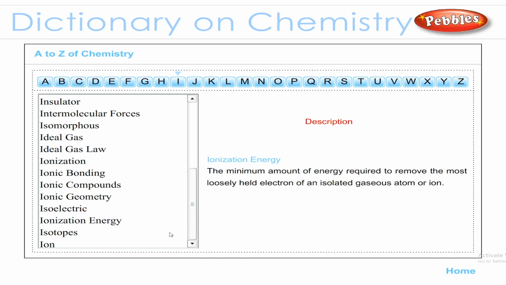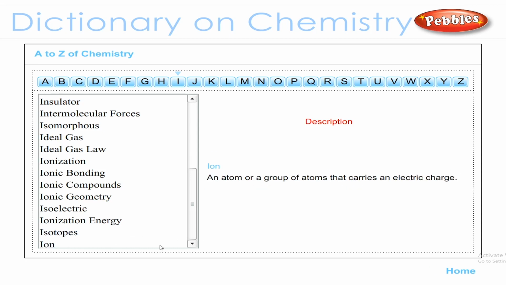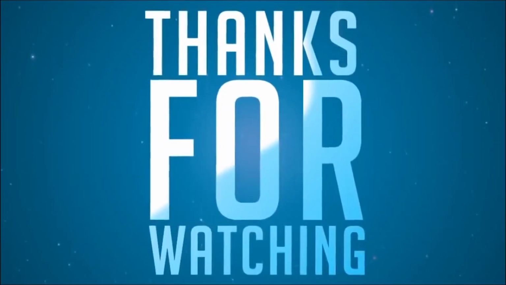Ionization energy, the minimum amount of energy required to remove the most loosely held electron of an isolated gaseous atom or ion. Isotopes, two or more forms of atoms of the same element with different masses, atoms containing the same number of protons but different numbers of neutrons. Ion, an atom or a group of atoms that carries an electric charge.